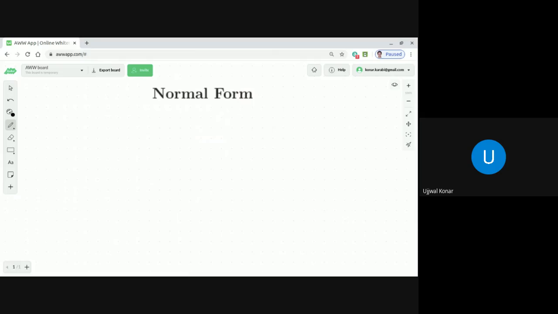Now what is normal form? What is normal? Normal generally stands for perpendicular. Okay, and now let's see what a normal form representation is.